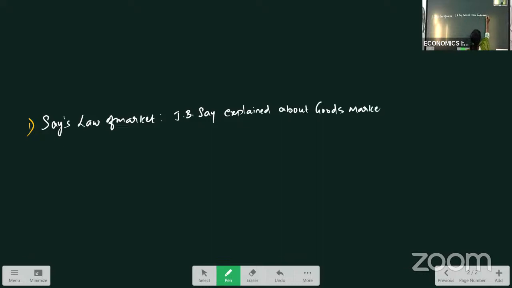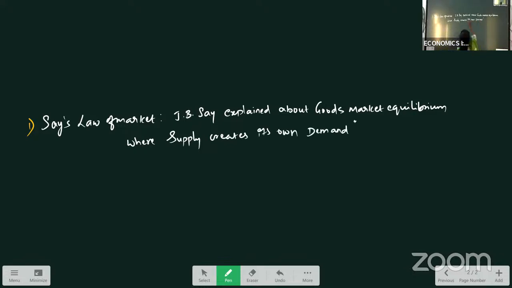Say's law of market. J.B. Say explained the law. He explained about goods market equilibrium, where supply creates its own demand. So this concept was explained in the law of market by J.B. Say.